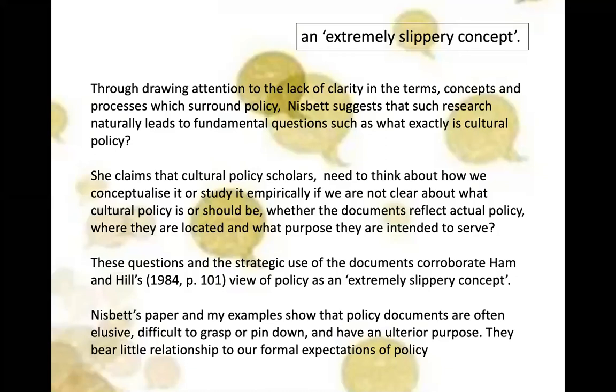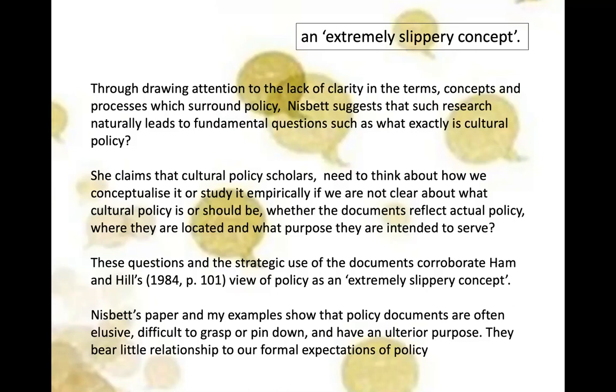So through drawing attention to the lack of clarity in the terms, concepts and processes which surround policy, Nisbet suggests that such research naturally leads to fundamental questions such as what even is cultural policy? Nisbet claims that cultural policy scholars need to think about how we conceptualize cultural policy, how we study it empirically, and if we are not clear about what cultural policy is or indeed should be, then whether the documents actually reflect policy, an actual policy that exists, where they are located, and what purpose these documents are intended to serve.